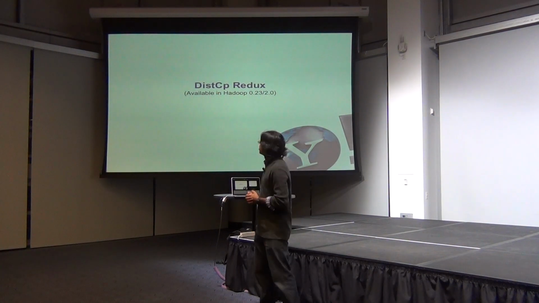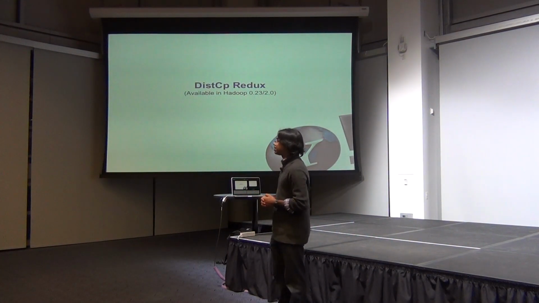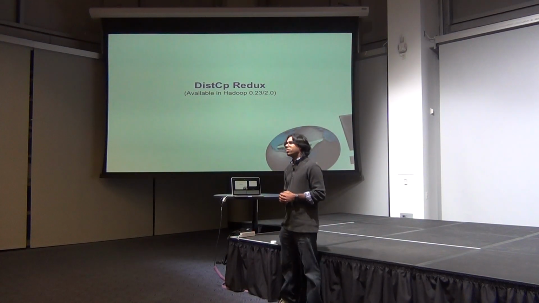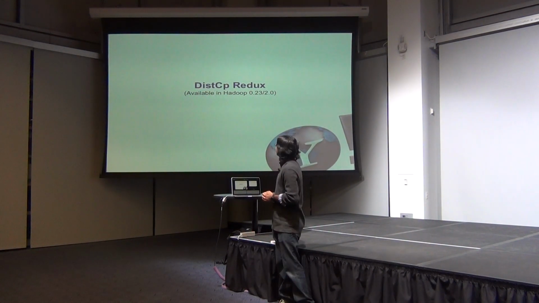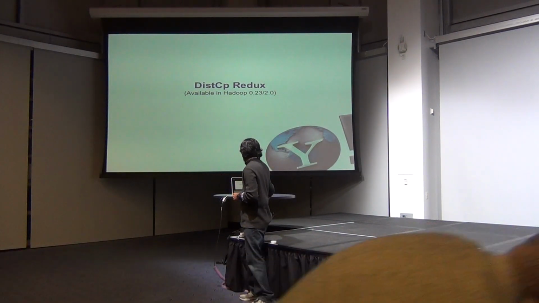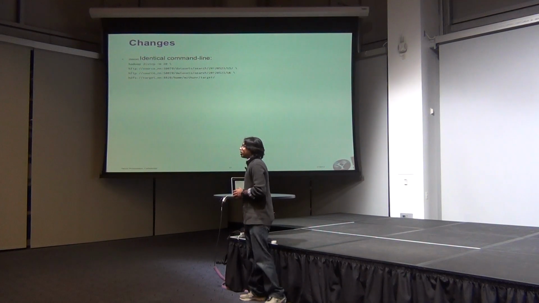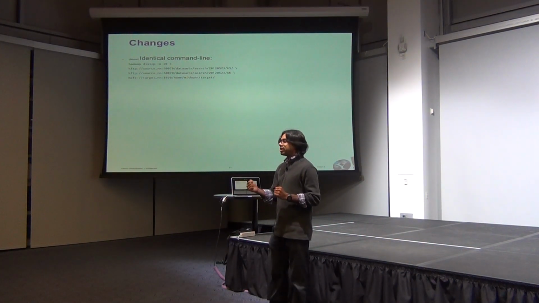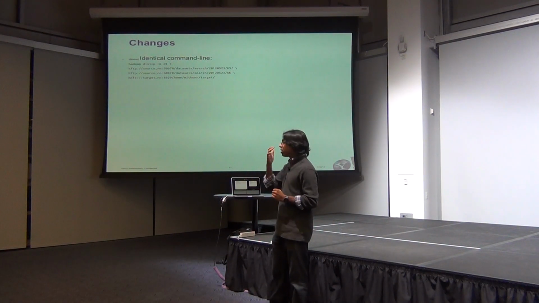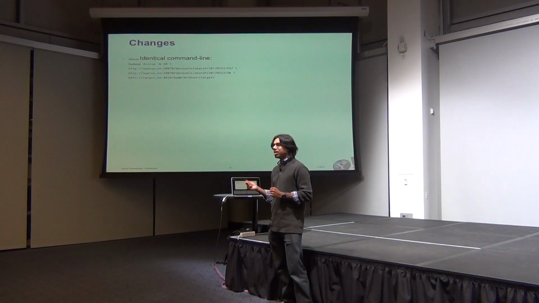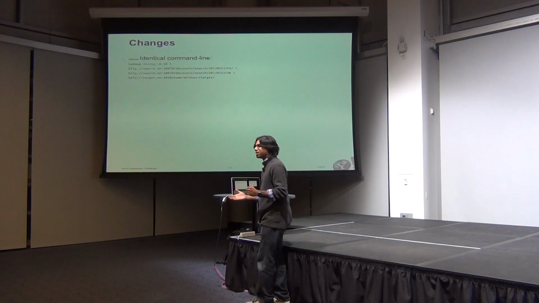We rewrote from scratch. The new code is available in Hadoop 23 and Hadoop 2.0. There might be a patch available for Hadoop 20 on GitHub, so I will have to check. So what has changed? The command line is nearly identical. This is the only API that we were trying to be faithful to. I say almost identical because we did have to remove one ludicrous command line option, which we'll probably get to towards the end of the talk.